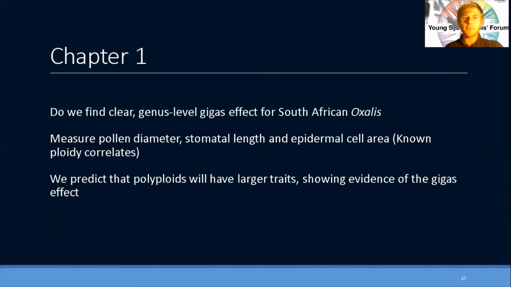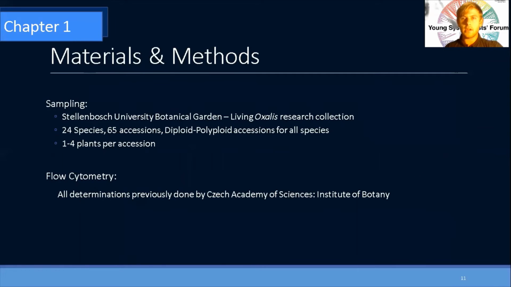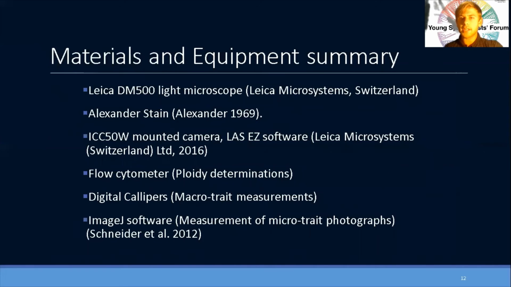So for the first chapter, we asked this question: Do we find a clear Gigas effect signal at the genus level in Oxalis? We measured pollen diameter, stomata length, and cell area, as these have all been previously correlated with the Gigas effect. Using the Oxalis Living Research Collection at the Stellenbosch University Botanical Gardens, we sampled 65 accessions from different populations for 24 species. At least one diploid-polyploid pair was sampled for each of these. All determinations for ploidy level were previously done at the Institute of Botany of the Czech Academy of Sciences. Here's a quick summary of the equipment and software used in this study.